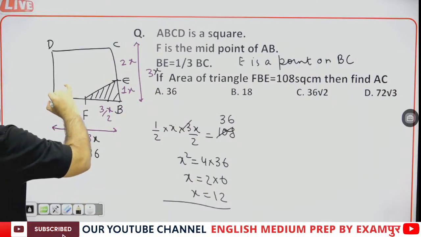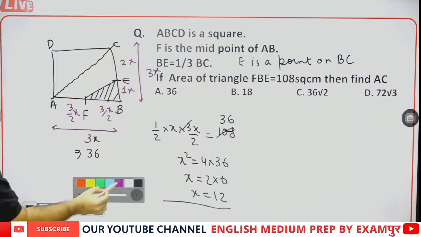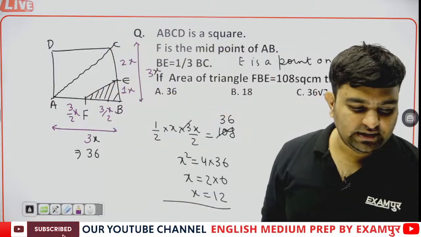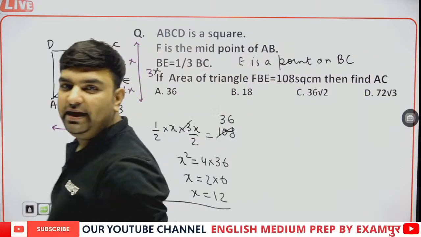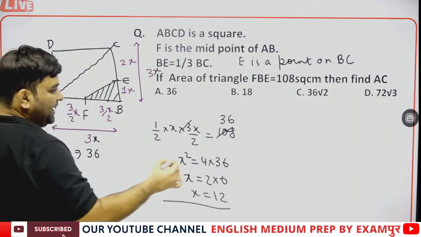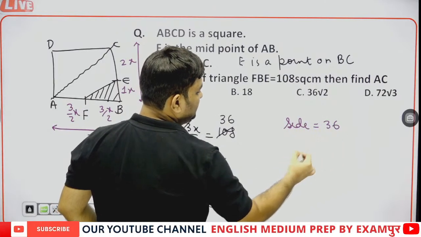AC is the diagonal. If a side is 36, what is the diagonal? If the side is 36, then the diagonal is 36 root 2.